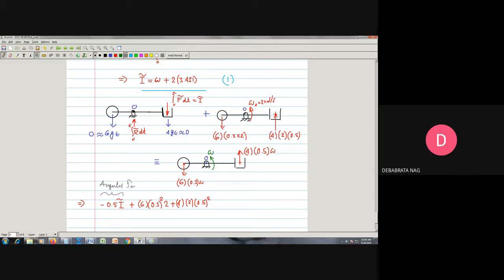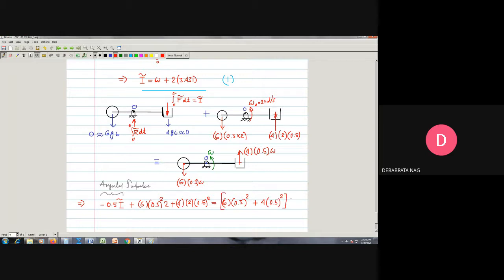So this is your angular impulse, plus this should be equal to, assuming anti-clockwise direction as plus, 6 into 0.3 squared plus 4 into 0.5 squared, whole into omega.